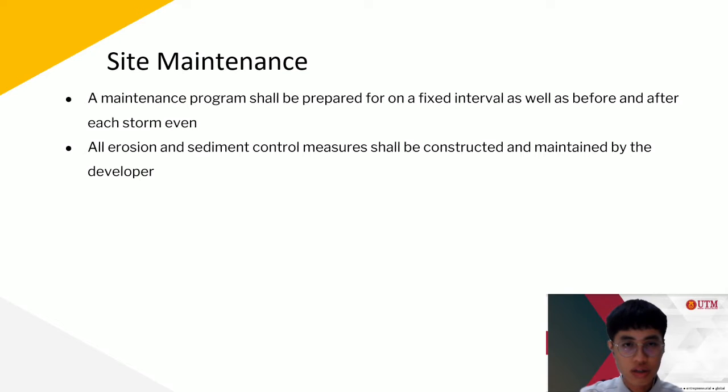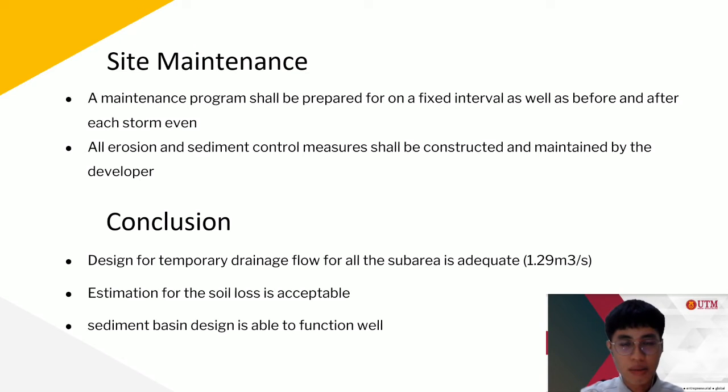In conclusion, the design for temporary drainage flow for all the sub-areas is adequate, which is 1.29 meters cubed per second. The estimation for the soil losses is acceptable and also the sediment basin design is able to function well.